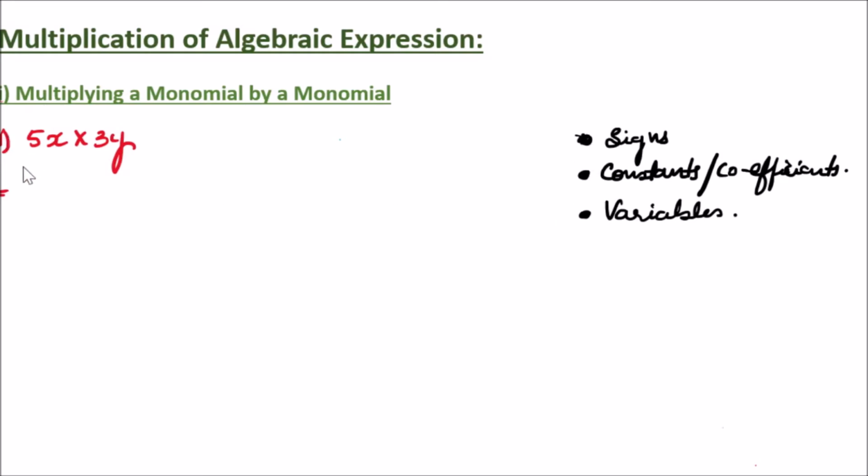Why am I writing these 3 points here? While multiplying, we'll see the first sign. Plus into plus is plus, so it will come here plus. The signs are also multiplied, the constants are also multiplied, and the variables are also multiplied. So keep these 3 in mind: the constants, the coefficients and variables when you are multiplying the terms.